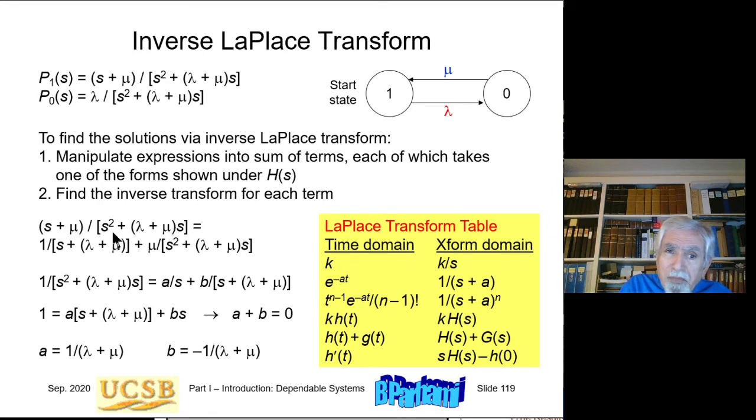So when you have an expression in the transform domain that does not match any of these, then you try to transform it into a sum of terms, each of which does appear here. The transform of the sum of two functions is the sum of the transforms. So if I convert this into the sum of two things, say of this form, of this form, or of this form, then I can directly write the corresponding time domain functions, and I'm done. So how do I do this? This is done by basically expansion of fractions into simpler fractions. So let me give you just one example.